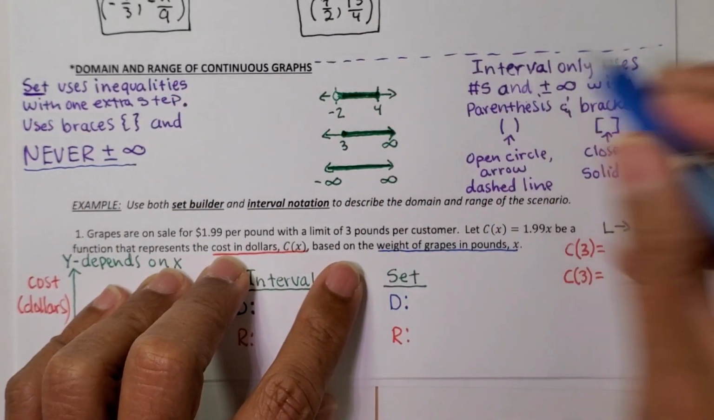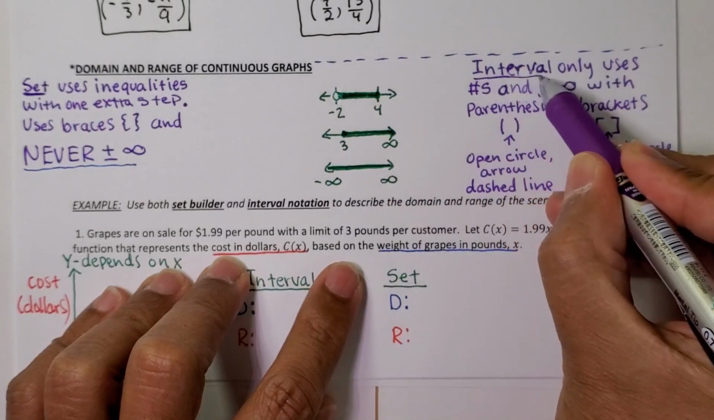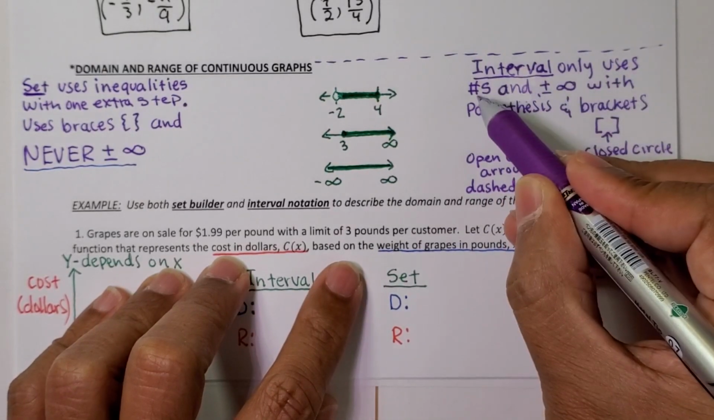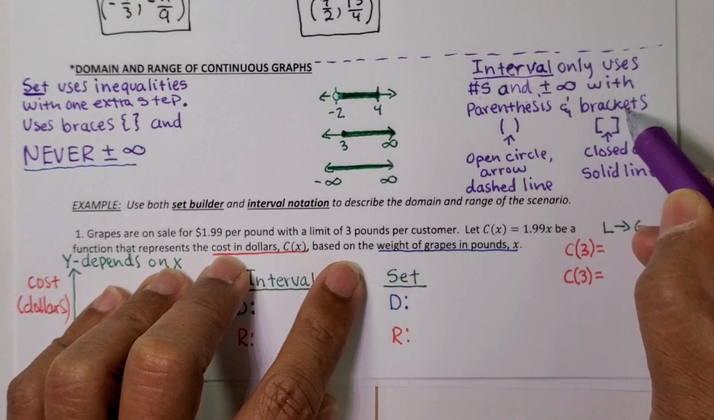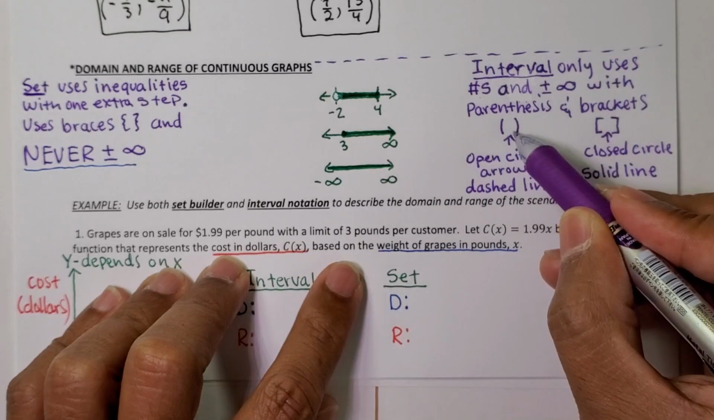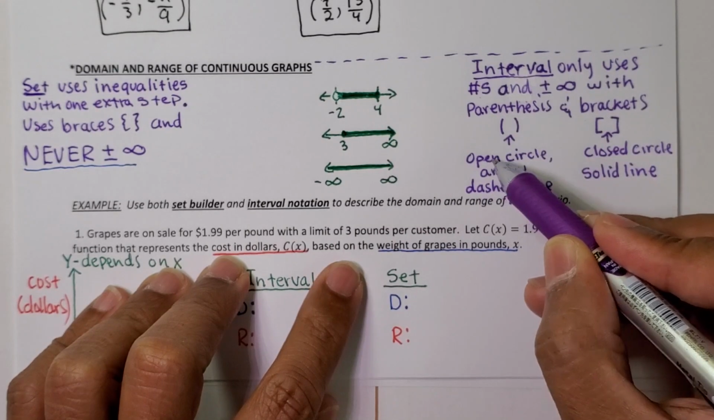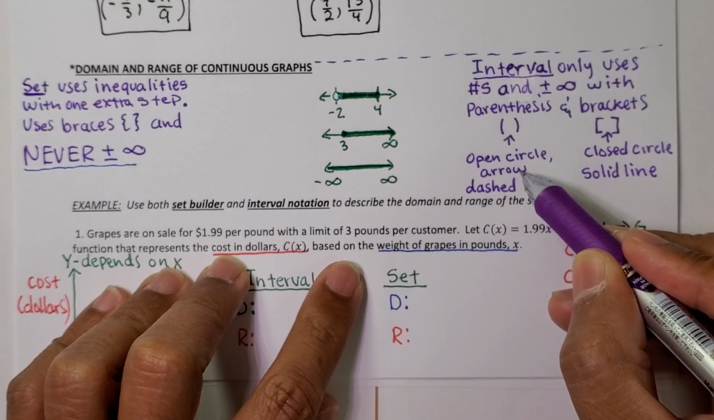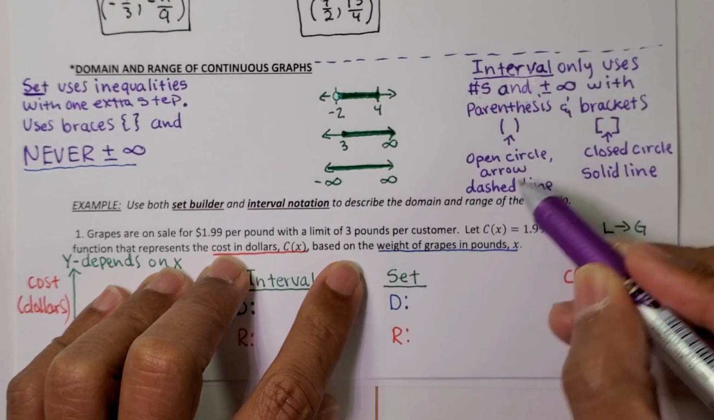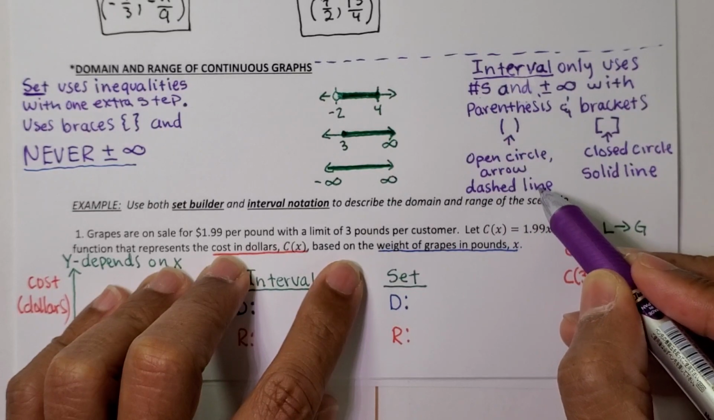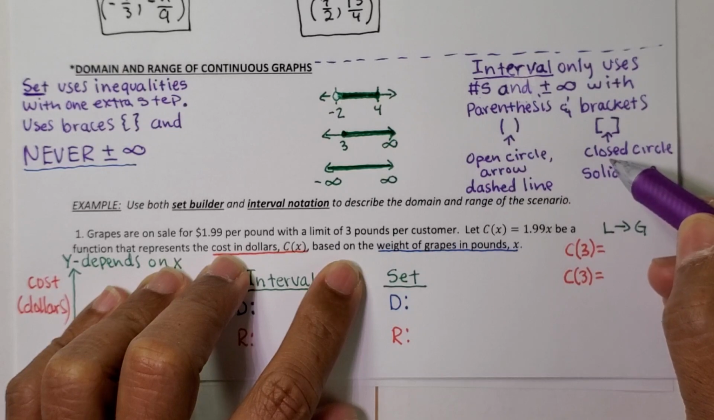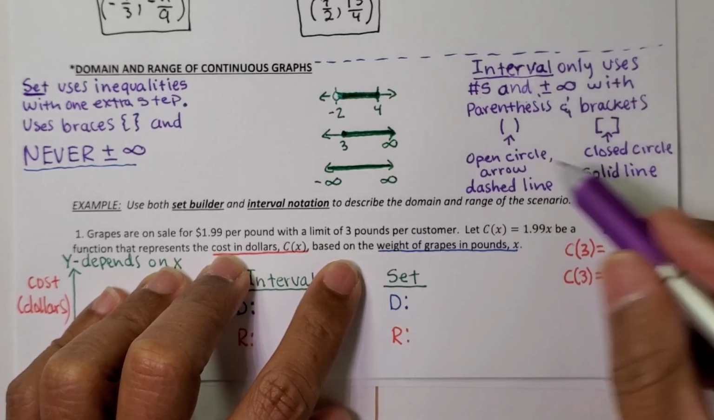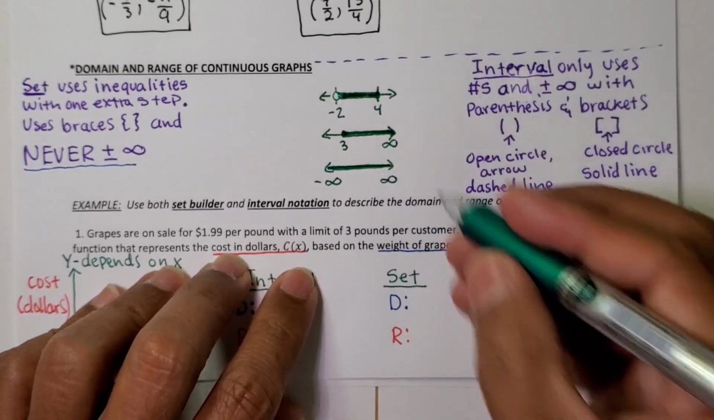Interval notation, on the other hand, so this one here, only uses numbers or values and plus or minus infinity with parentheses and brackets. So when we use parentheses, it's because we see an open circle on the graph, we see an arrow, which means it's going to continue going in the direction the arrow is pointing, or you see a dashed line, okay? We use brackets when we see a closed circle. That means that value is being used, okay? Or we see a solid line. So you'll see how this works in the next three examples. So let's get started with the example here.